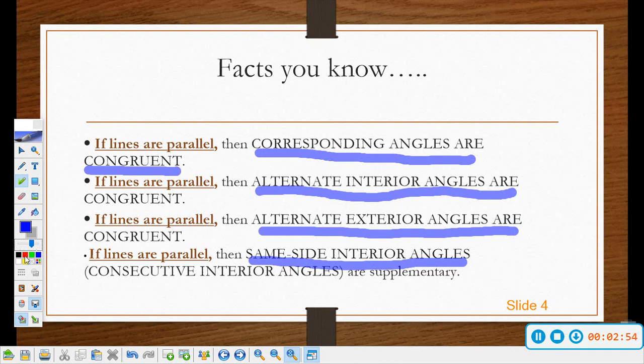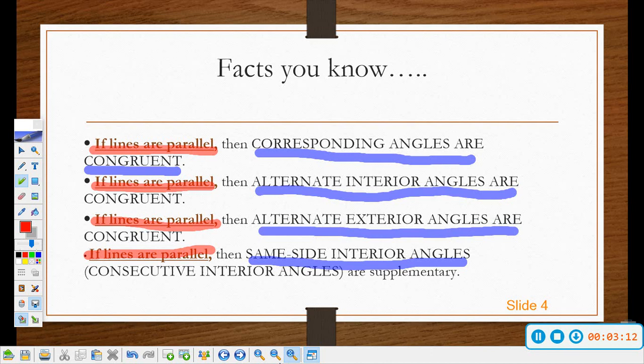Now, the thing that all of these have in common, and we talked about it last time, is that you have to know this first. You have to know that these lines are parallel. Without that being true, the rest of the statement is just nonsense. It's not going to work.